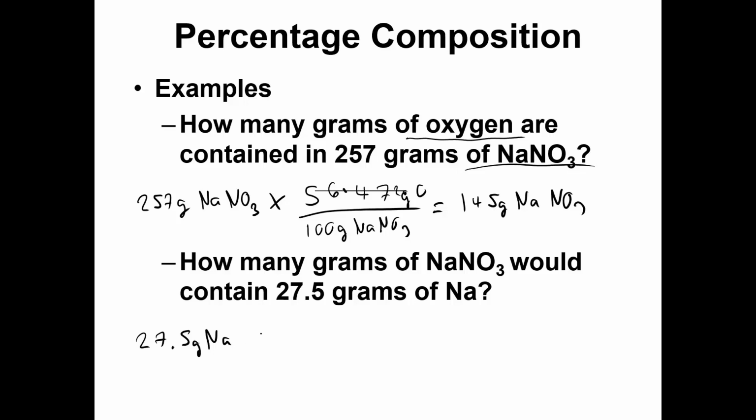So it's really going to be close to 100 grams of sodium nitrate divided by the 27.048 that comes from the part, and that's going to be 101 grams. Okay, and of course you can also say part divided by total.